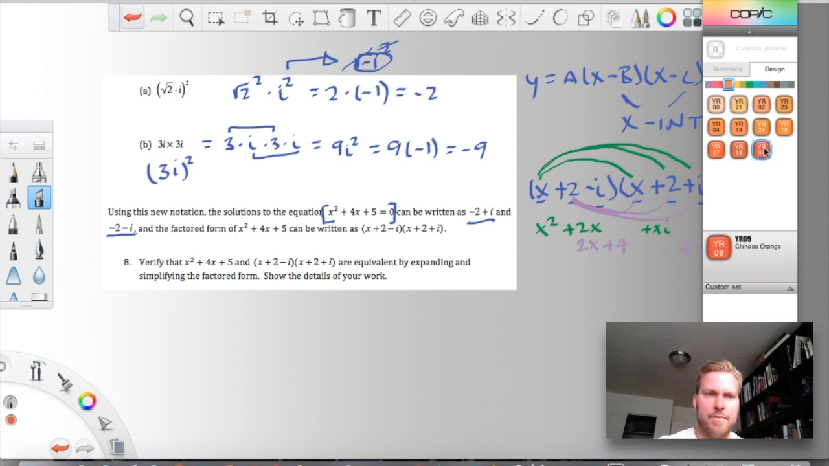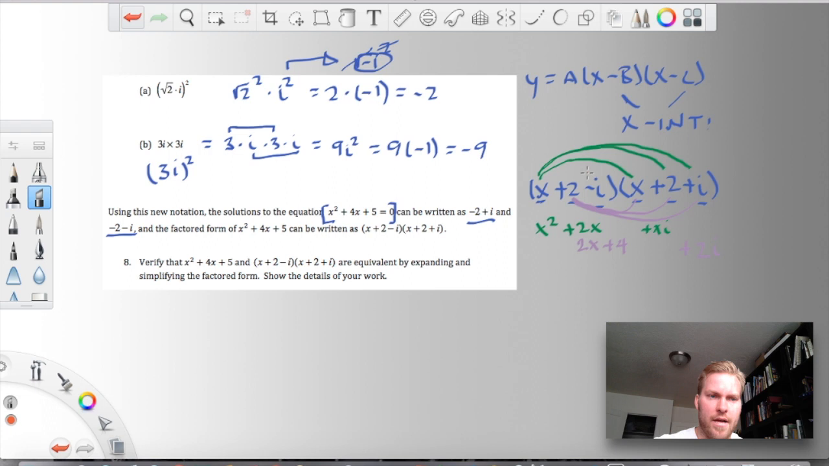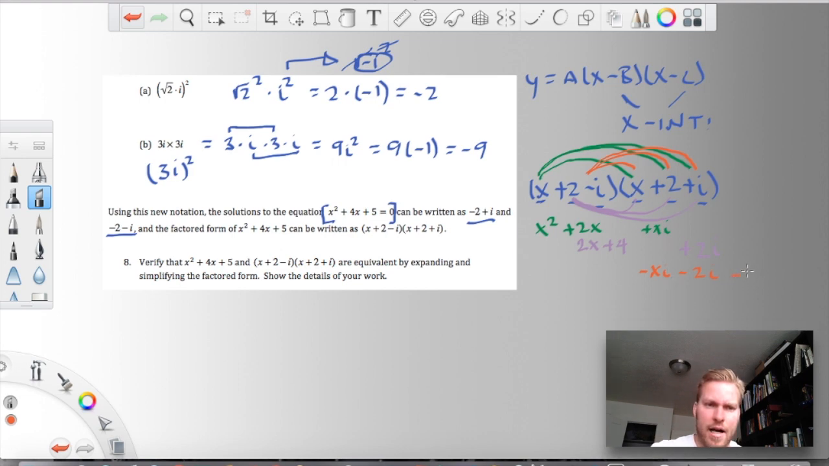And let's do our last piece here, our last term, that negative i. So let's take this negative i and multiply it by each piece. I'm going to take negative i and multiply it by x, which would give me negative xi, and my negative i multiplied by 2, which is going to give me a negative 2i, and then my negative i times my i, which would give me a negative i squared.